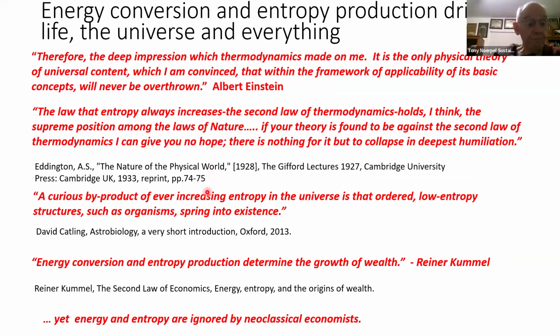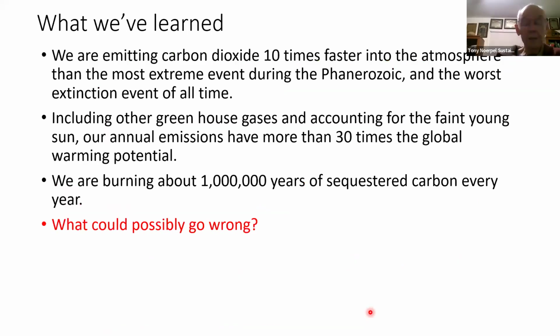There's some quotes from Albert Einstein, Arthur Eddington, and so forth, and Reiner Kümmel. This is an economics book. Energy conversion, entropy production determine the growth of wealth. So human economy is indeed a heat engine too. And of course, energy and entropy are ignored by neoclassical economists. And that's in part 3. Part 4, we'll talk about that. Why our economic system is completely failing us. I used to be sort of hesitant to say that, but now I know it's a fact, and I have to defend it in the next lecture.